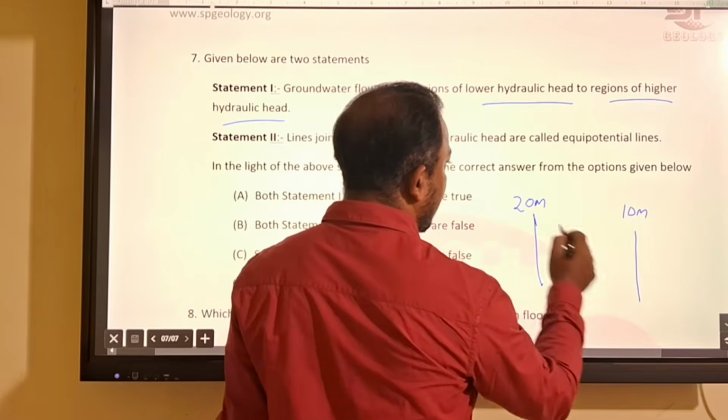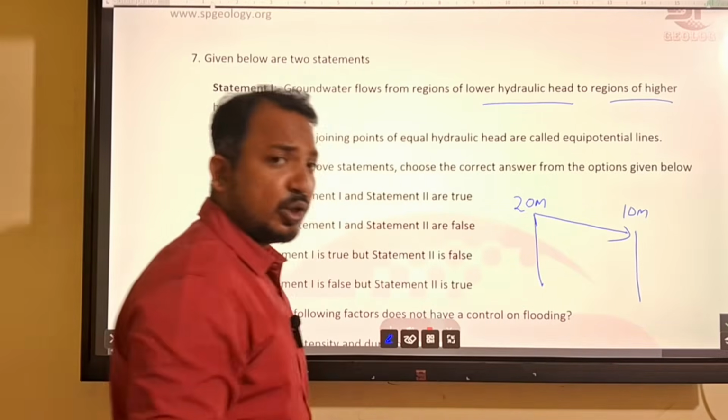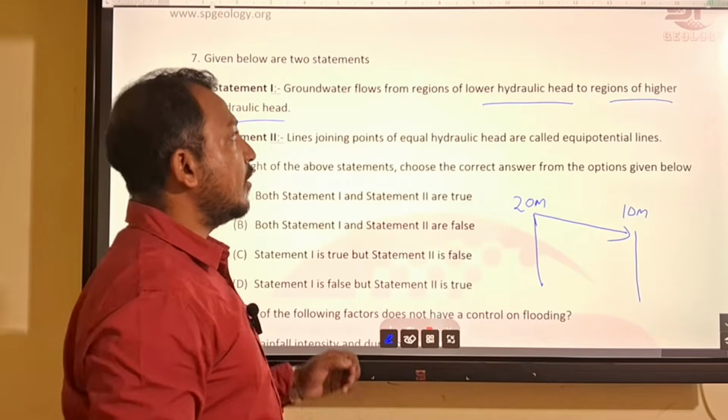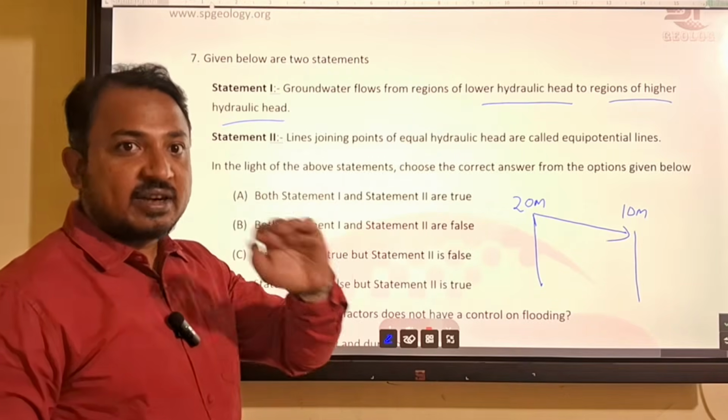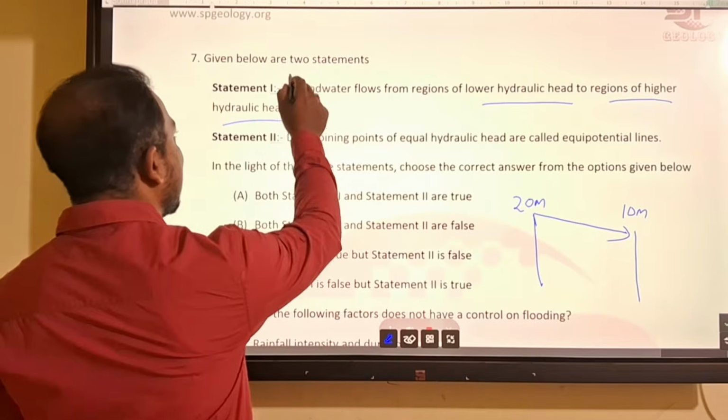Like this you can say, then water will flow in this direction, to the lower hydraulic head. So hydraulic head decreases in the direction of the flow. This statement is incorrect.